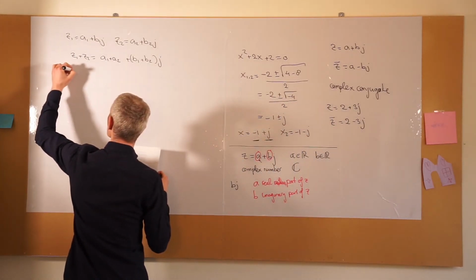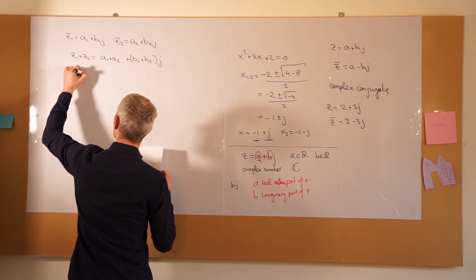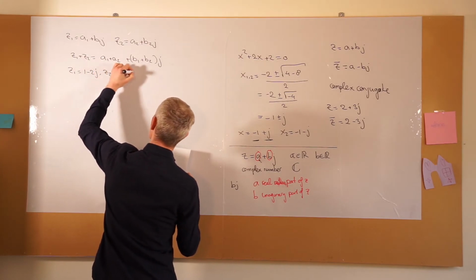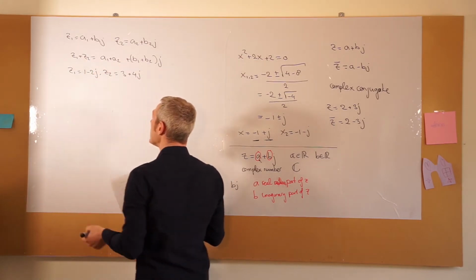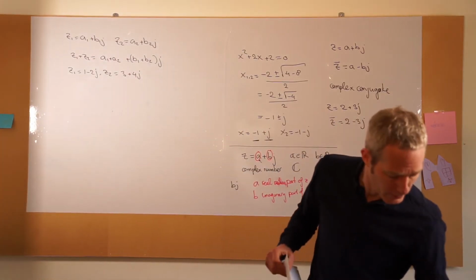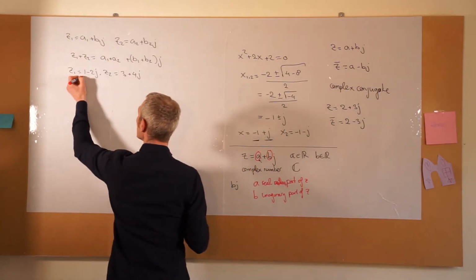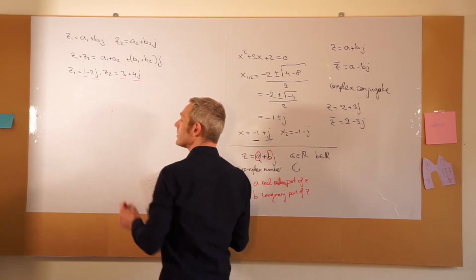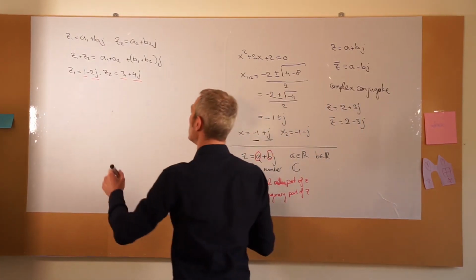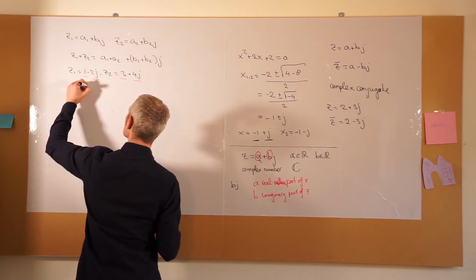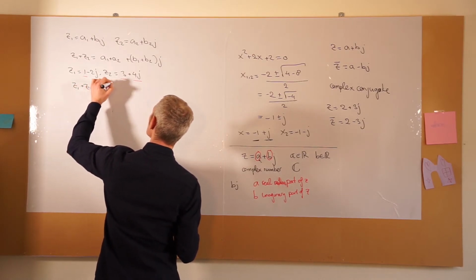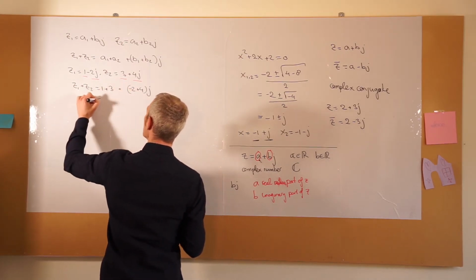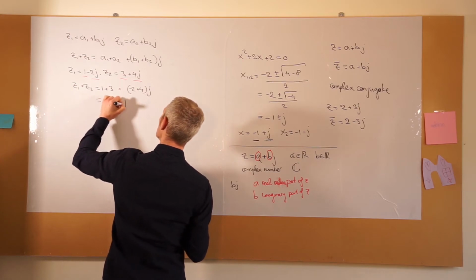If we have, for example, z1 is 1 minus 2j and z2 is equal to 3 plus 4j, and we would want to add these two, what we would do is we would take the real parts and add them, and next take the imaginary parts and add them, and what we get is z1 plus z2 is 1 plus 3 plus minus 2 plus 4 times j, which is equal to 4 plus 2j.